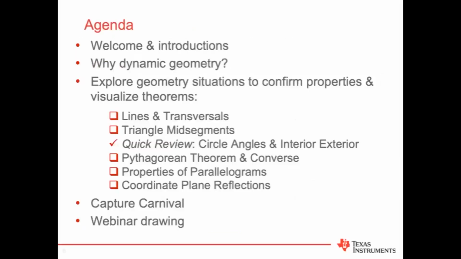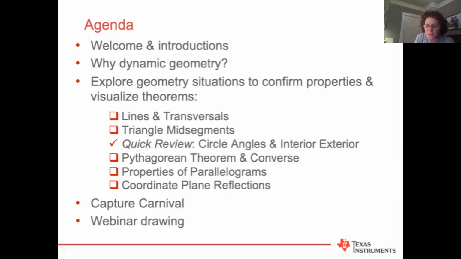At this point, Karen is going to discuss our agenda. We're going to begin with the question of why use dynamic geometry. Then we're going to explore geometry situations to confirm properties and visualize theorems. We'll do lines and transversals, triangular midsegments, a quick review of circle angles and interior-exterior angles, then the Pythagorean theorem and its converse, properties of parallelograms, and coordinate plane reflections. We will wrap it up with a capture carnival, and then Mike will do the webinar drawing tonight. Karen, thanks so much. We're going to get all this done in 1 hour.